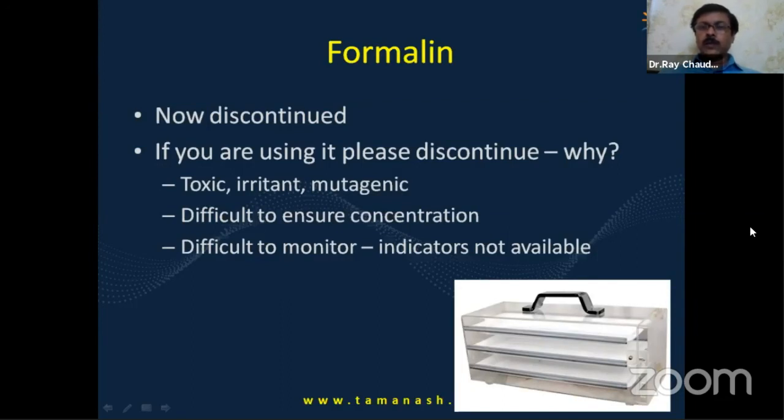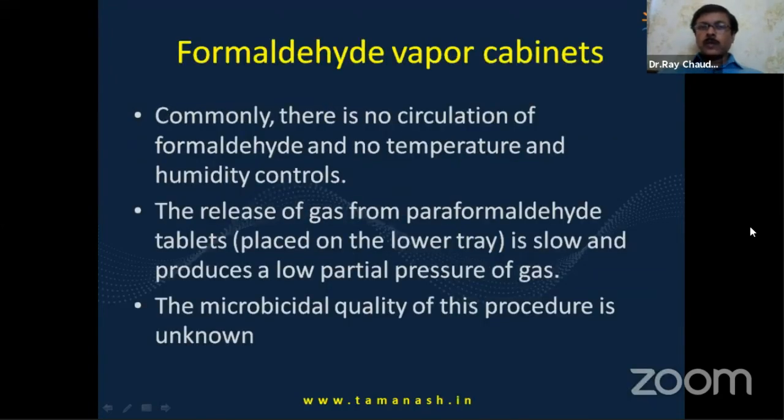Formalin is now discontinued. If you are using it, please discontinue, because it is toxic, irritant, mutagenic, carcinogenic, and it is difficult to ensure the concentration of formalin in the chamber, and it is difficult to monitor because indicators are not available. So formaldehyde vapor cabinets or use of formalin for OT fumigation should be discontinued, because the microbial quality of this procedure is not known, and formaldehyde vapor is very much damaging for the staff.